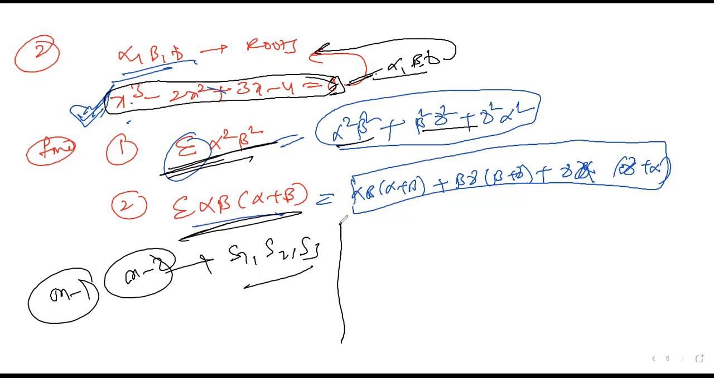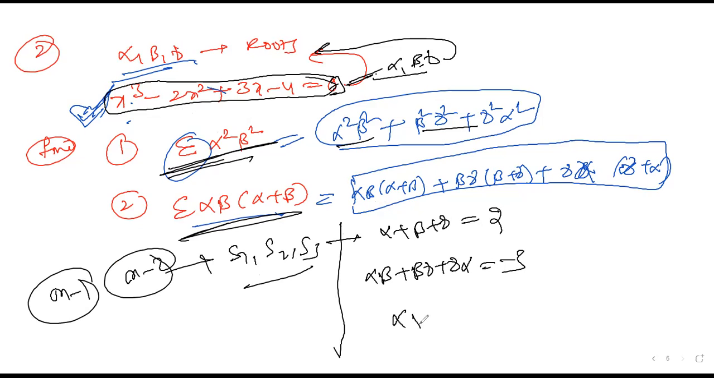Okay, how it is, you can understand. First, before entering that, what is the S1 value? S1 means alpha plus beta plus gamma. What is the value? Minus of minus 2, that is 2. Next, the second one, S2: alpha beta, beta gamma, gamma alpha. What is the value here? Minus 3. Good. Next, S3: alpha beta gamma. What is the value? Minus of minus, plus 4. This is the thing we know.